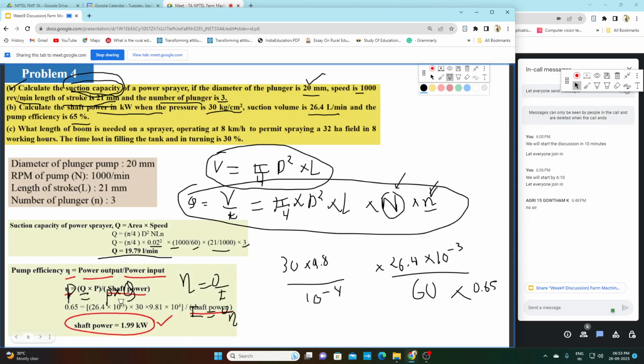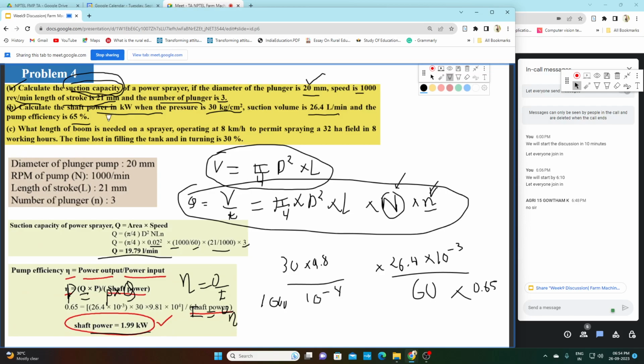Same thing here they have done, Q into P divided by efficiency. So 30 into 9.81 into 10 raised to the power minus 4 in the numerator, then 26.4 into 10 raised to the power minus 3 divided by 60 into 0.65. By this you will get shaft power in watt. If you want kilowatt, you have to divide it by 1000. When you divide it by 1000, you will get shaft power in kilowatt. So this is also over.